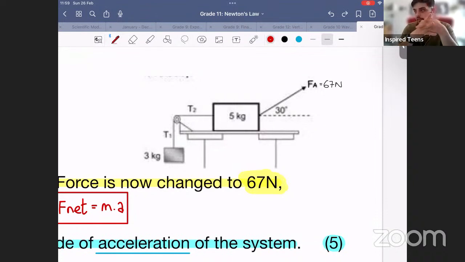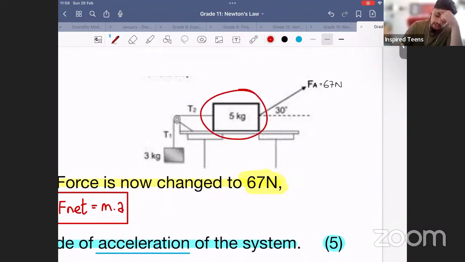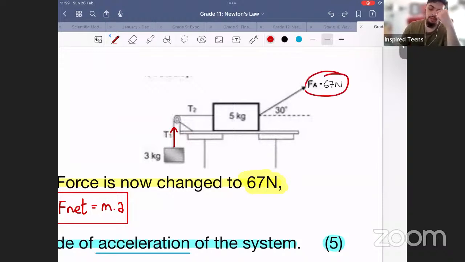Not the F applied. The F applied is only acting on the 5 kg object, by the way. Yes, the F applied does have an effect on the 3 kg object, but that's through the rope. So it forms part of that tension, actually. This tension that's pulling this object up is getting its power from that applied force. Fn, nope. The 3 kg object does not have a normal force because it's not on a surface.